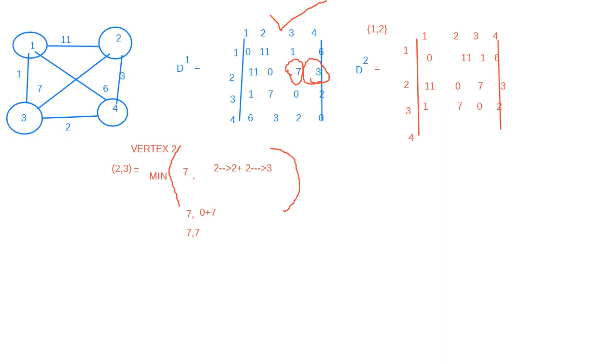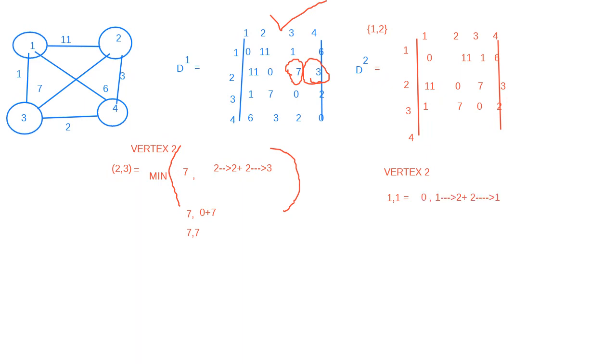If you solve 1 comma 1 also, let us suppose that I have to solve 1 comma 1 for the D2 matrix. Now I have to include the vertex number 2. What is 1 comma 1? 1 comma 1 is 0. So from 1 I have to go to 2, plus from 2 I have to go to 1.